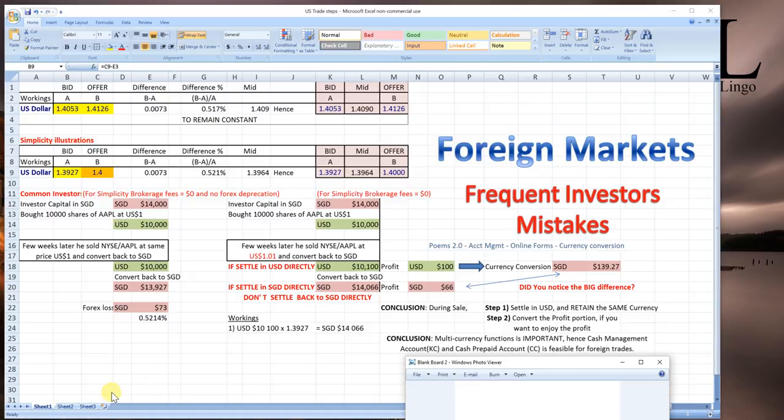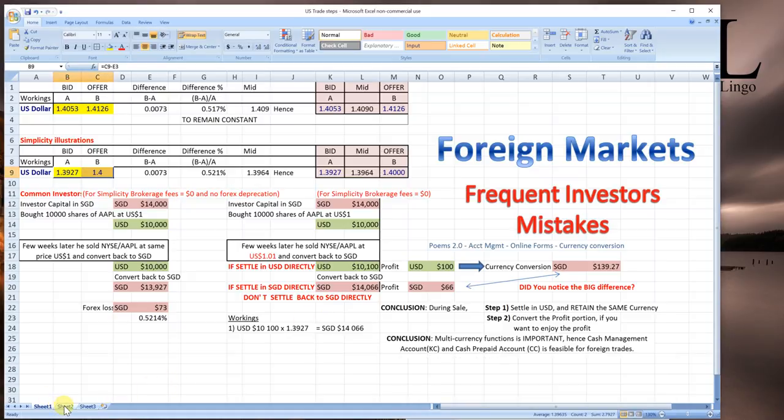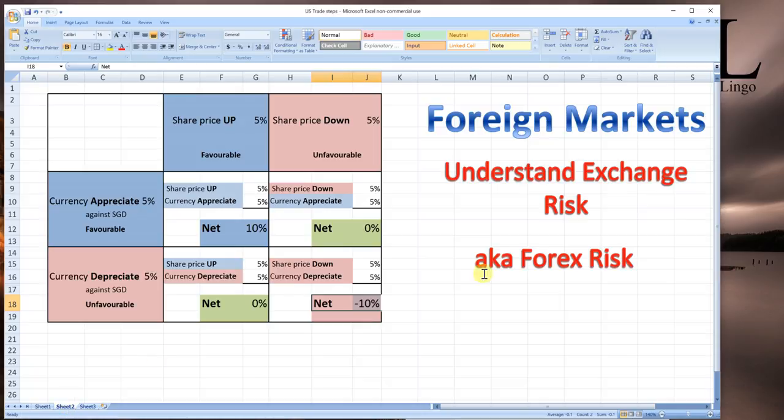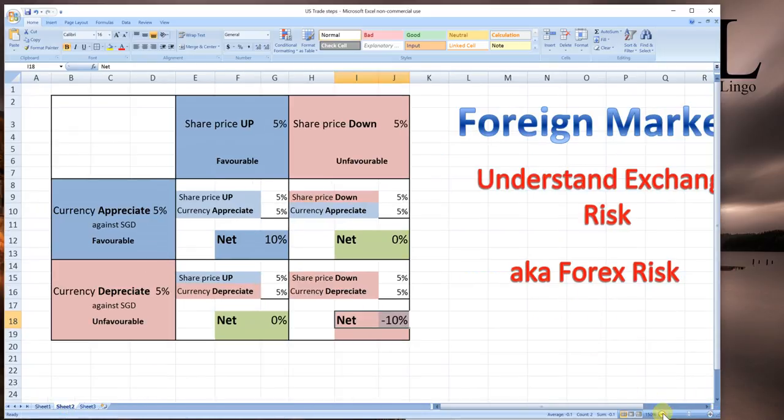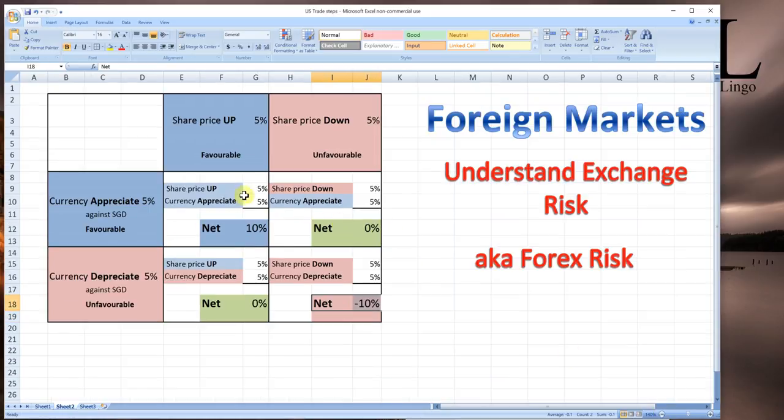Another thing I'm going to teach you here is currency exchange. This is a table that I'm going to show to you. When you invest in foreign shares, you need to identify the possible situations of the foreign currency exchange risk. Now assume this situation happens. There are two likelihoods on the share price movement: the share price can go up and the share price can go down. And currencies can appreciate or depreciate when you buy and sell later on.